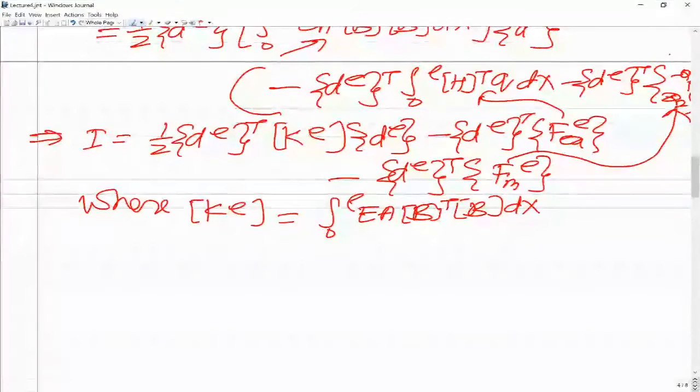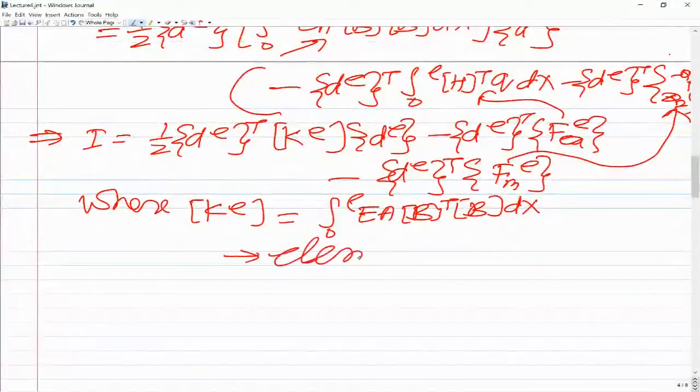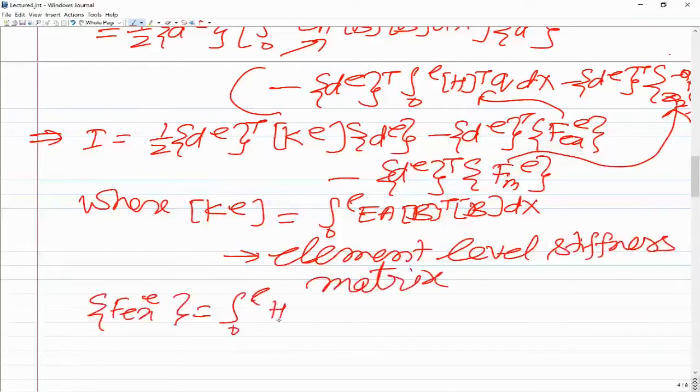So we get KE, the element level stiffness matrix, as the integral of EA into B transpose into B dx. We call it the element level stiffness matrix. And then your F external for the element is the integration from 0 to L of H transpose into Q dx, and we call this the element level external load vector.